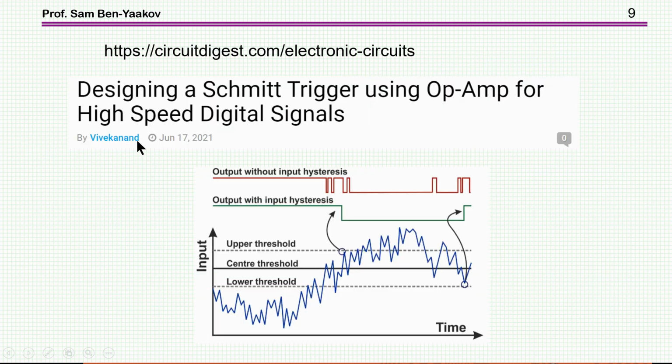Now let's go back to this tutorial. This is a tutorial titled Designing a Schmitt Trigger Using Operation Amplifier for High-Speed Digital Signal. Well, first we see here, as I showed earlier, the effect of the two thresholds. This is the case of one threshold. If there is one threshold, the signal moves around it, and then we're going to have an output. But if we have the two thresholds, then of course it'll have a change when we hit the higher threshold, and then all the way it'll go until we hit the lower threshold, and then there'll be a change. So this is pretty much what I've shown before.